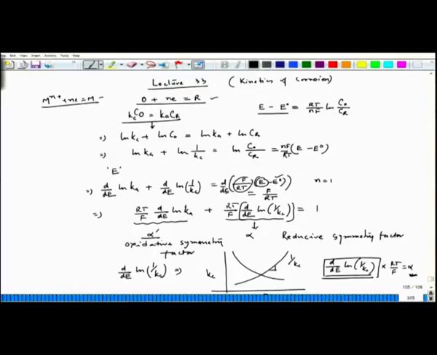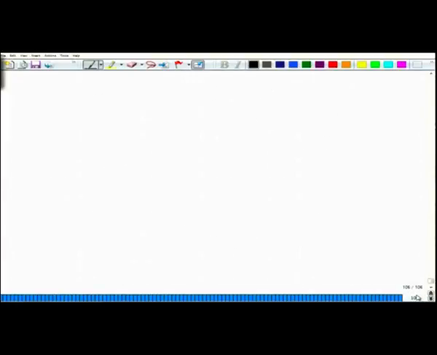That is the reductive symmetry factor, and of course the other part is the oxidative symmetry factor, which concerns the oxidation rate constant K_A. Now, we have to have a clear picture of this alpha, the symmetry factor, which we can explain by drawing some schematics.